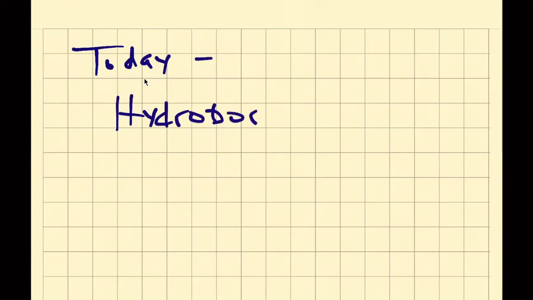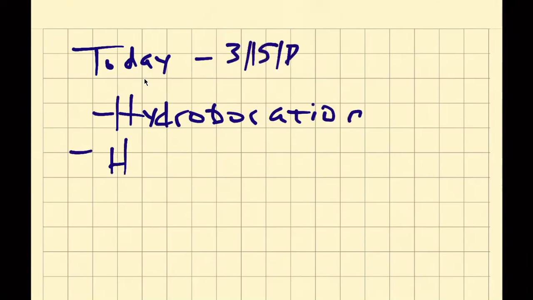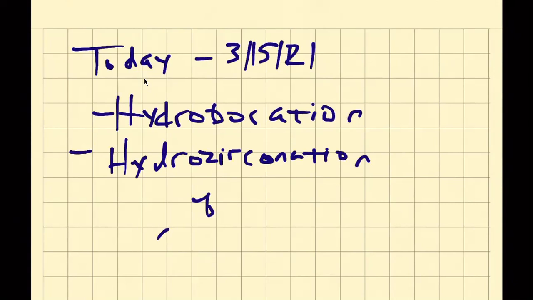So hydroboration, and then hydrozirconation. And both of these processes are happening on alkynes. All right, and this is another way to synthesize olefins or double bonds. So let's jump in and deal with that.